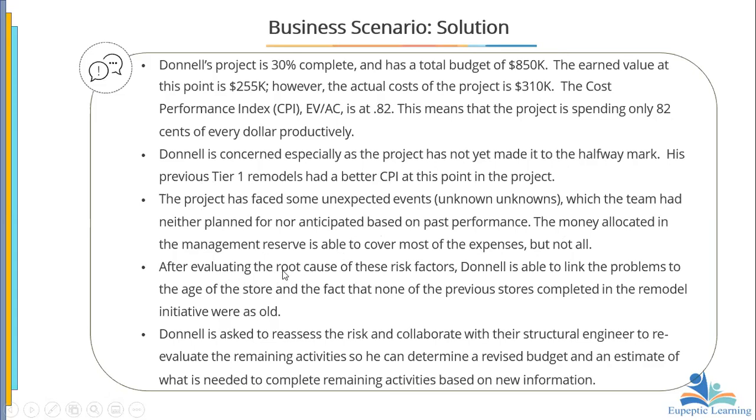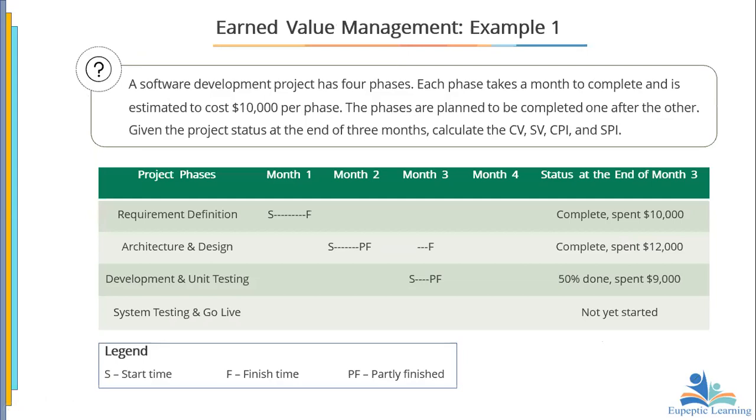Now, after evaluating the root cause of these risk factors, Daniel is able to link the problems to the age of the store and the fact that none of the previous stores completed in the remodel initiative were as old. So Daniel is asked to reassess the risk and collaborate with their structural engineer to reevaluate the remaining activities so he can determine a revised budget and an estimate of what is needed to complete remaining activities based on the new information.